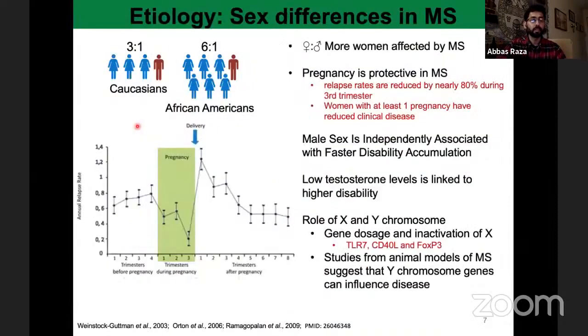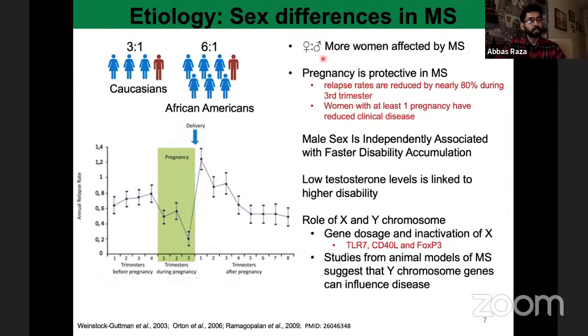So let's first start with the risk factor, which is the sex of the individual. Historically, it has been known, even when MS was first described back in the 1800s, that there were many more women affected by MS than men. If you look at the white Caucasian population, the ratio is 3 to 1. So there are 3 times more women than men that get diagnosed with MS. If you look at African Americans, which is also a big chunk of the population here, the ratio is much more skewed, even 6 women to 1 man. So clearly there is a sex component.